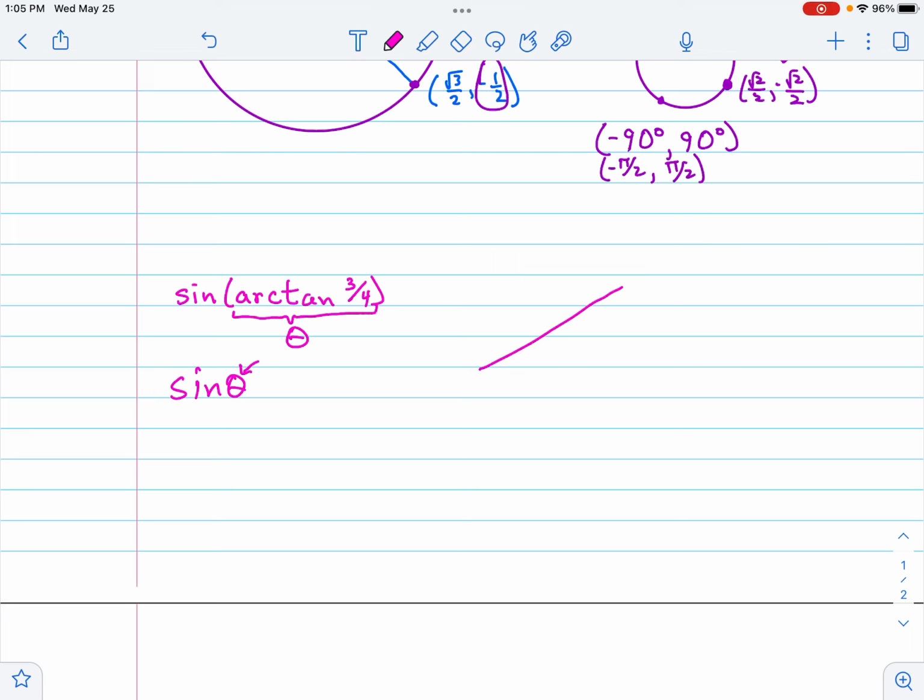In other words, let's just look at a right triangle here, and we've got theta, which is arctan of 3/4, and this is 3 and this is 4. So we're asked to find the sine of that angle. So I just made a triangle. I know that tangent is opposite over adjacent. Now this up here then, using Pythagorean theorem, would be 5. So the sine of that angle is 3 over 5, opposite over hypotenuse.